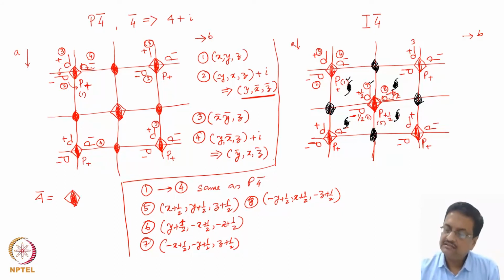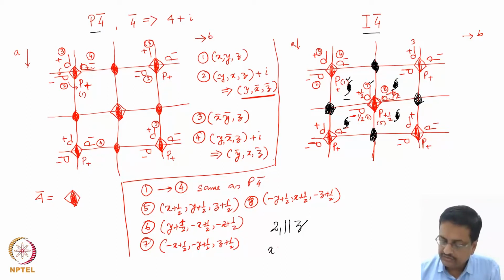So this is a new symmetry element that got introduced in case of I4 bar. P4 bar and I4 bar share a lot of similarity in terms of the axis, in terms of the symmetry element that got generated along the edge, but I4 bar has an additional symmetry of 2-1 parallel to Z, passing through x plus 1/4, y plus 1/4 kind of locations.